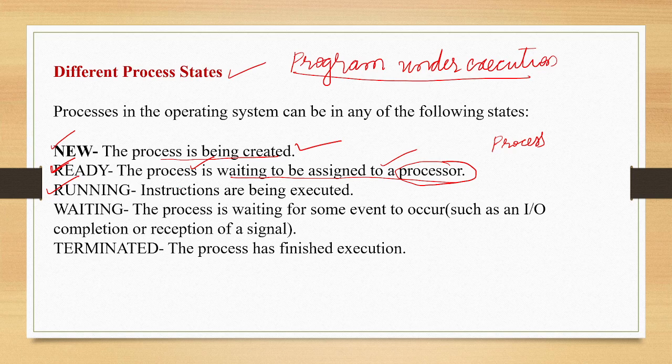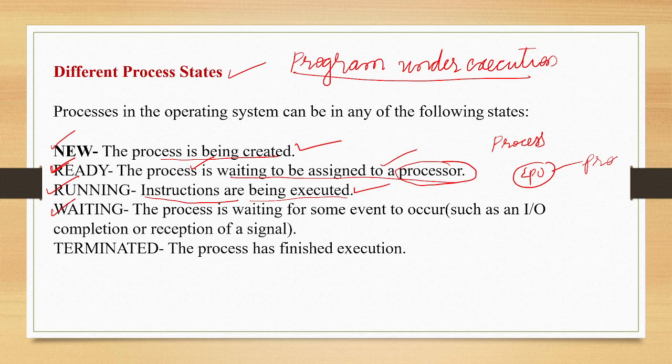Next one is the running state. What is the meaning of running state? The instructions are being executed. It is in the execution state, right? We have allocated the CPU and the CPU is executing this process.